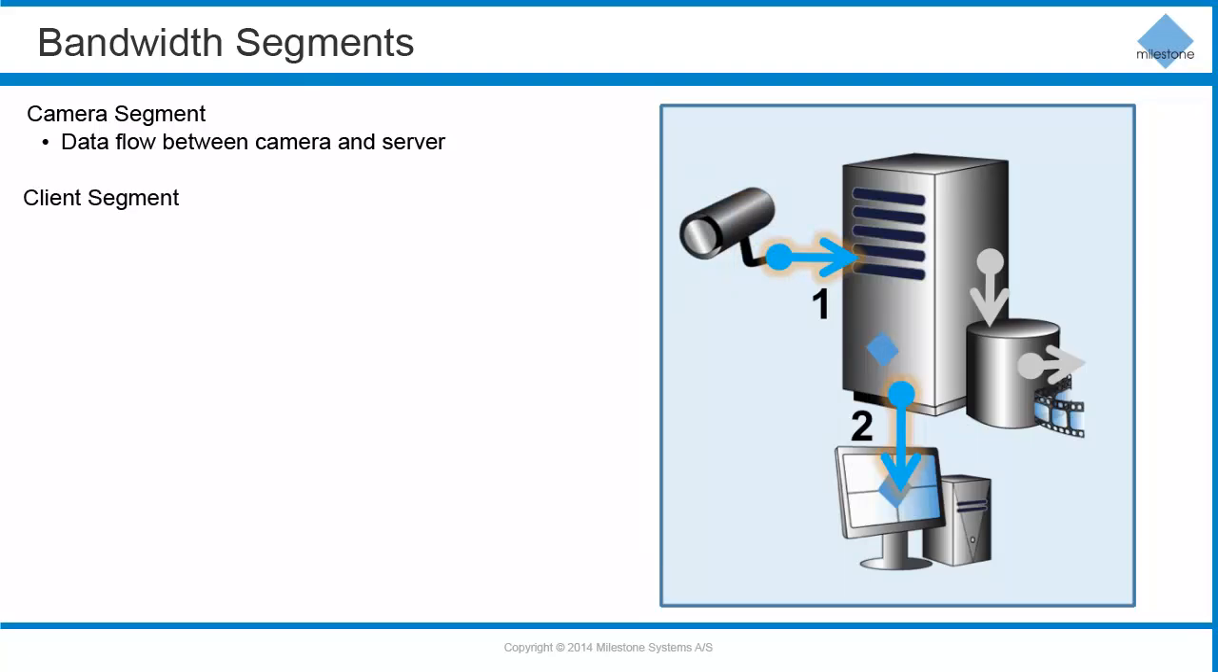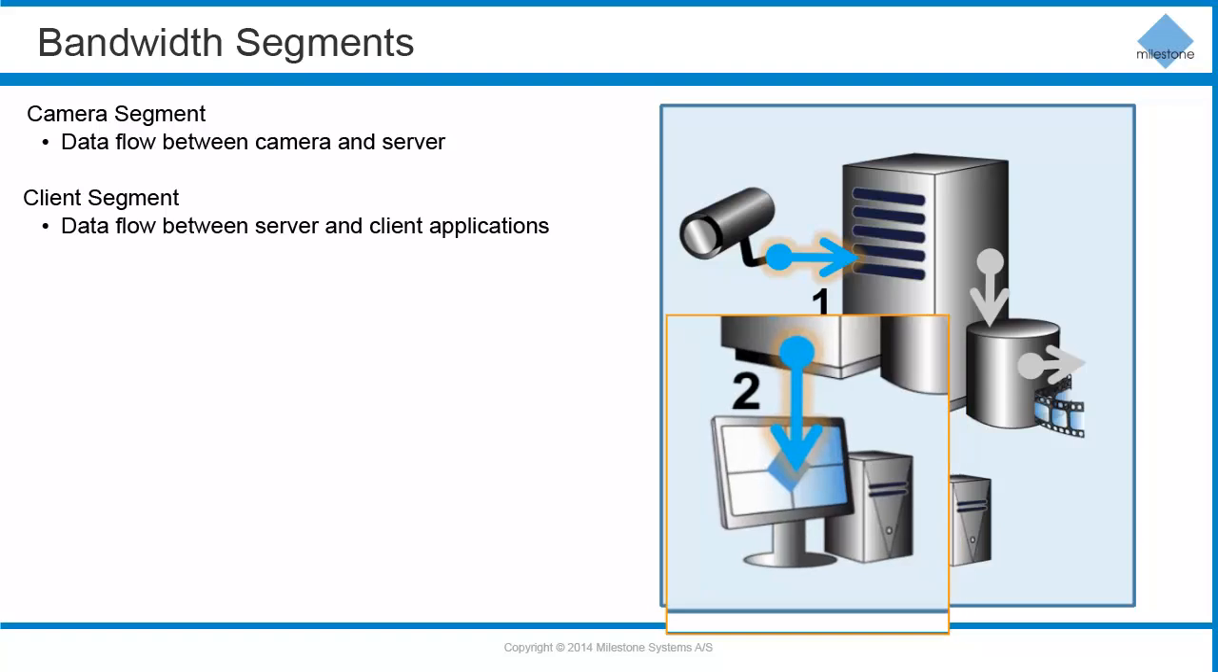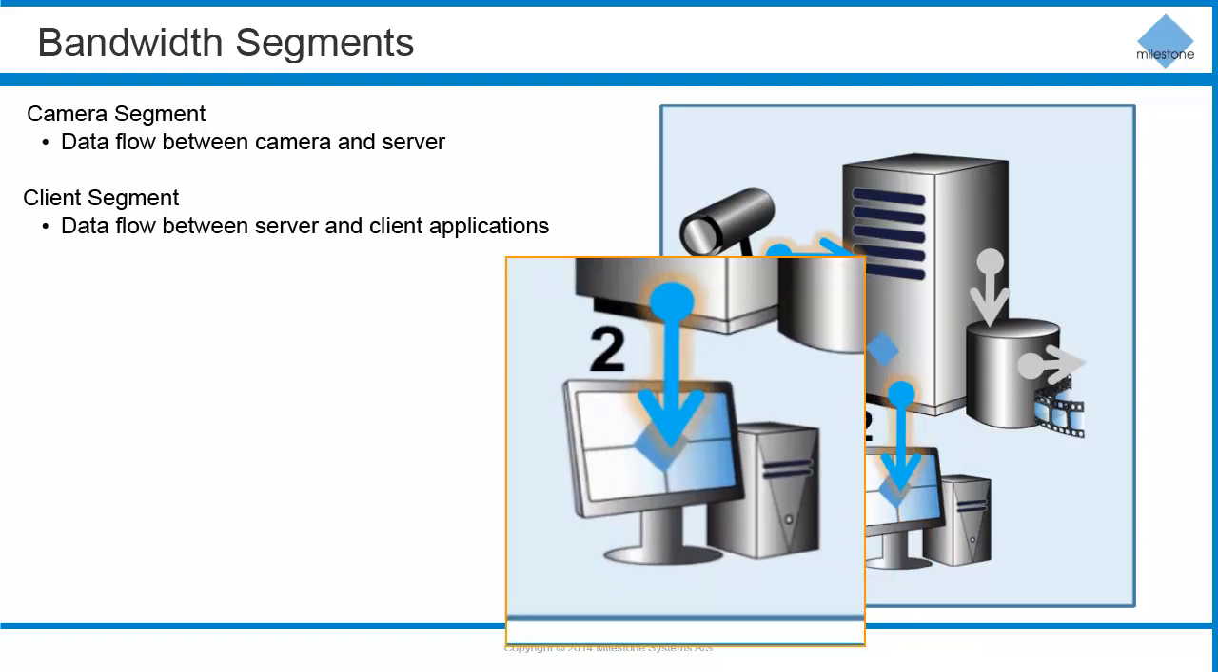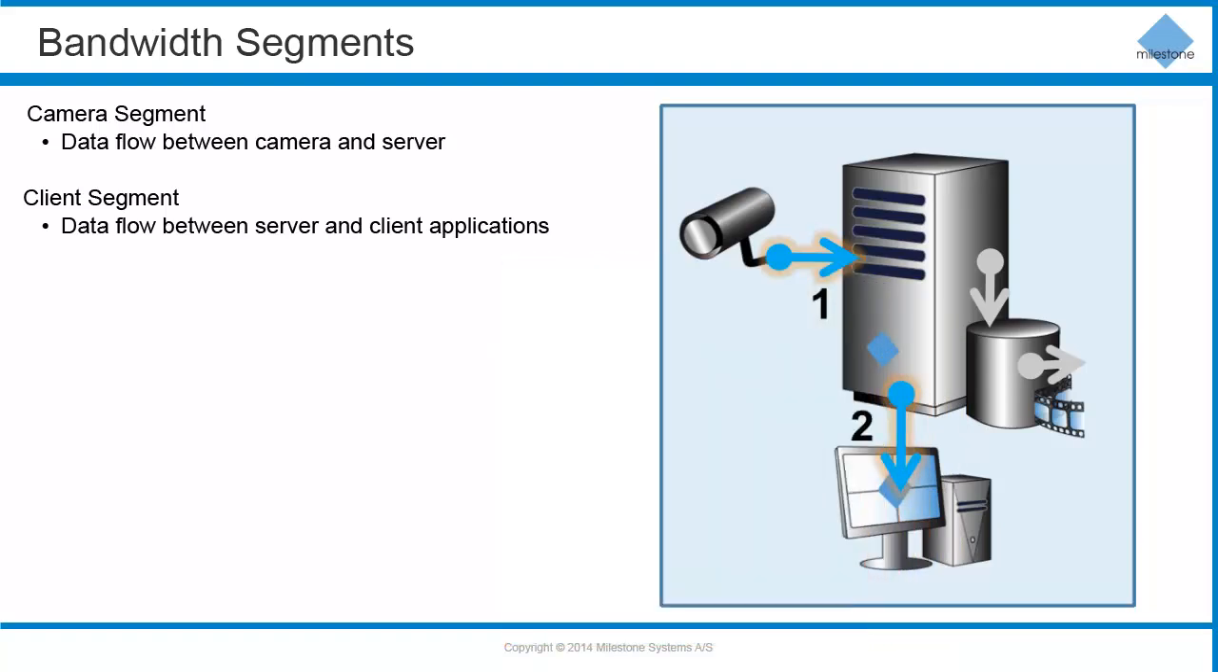The client segment represents the part of the network between the server and the clients. The bandwidth usage is mostly in the form of video streams being streamed from the server. When viewing live video, the bandwidth output from the server is equal to the incoming bandwidth, unless transcoding is being used.